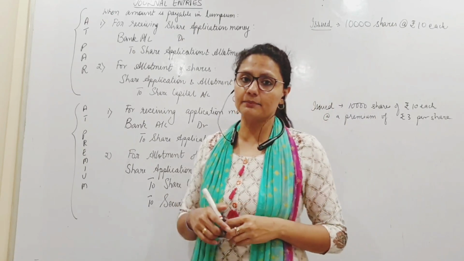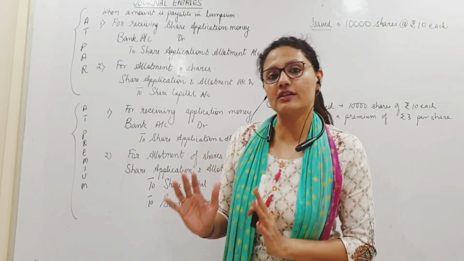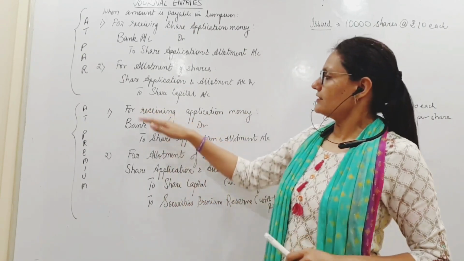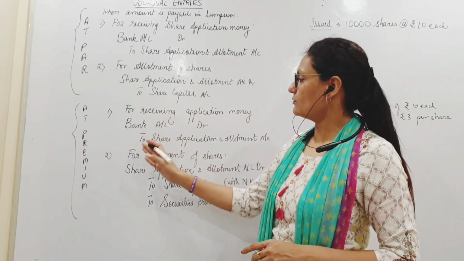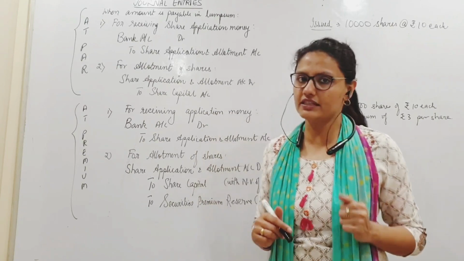So it's a gain for the company. So any gain, capital gain, should be transferred to a separate account, not credited to the capital account. Okay. So the first entry remains the same. Bank account debit to share application and allotment account. Fine. This we have received the money.